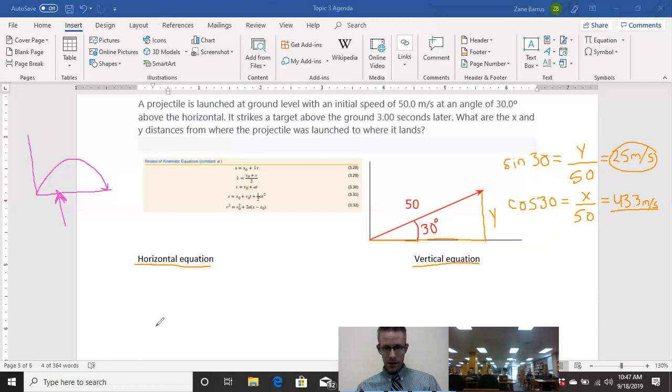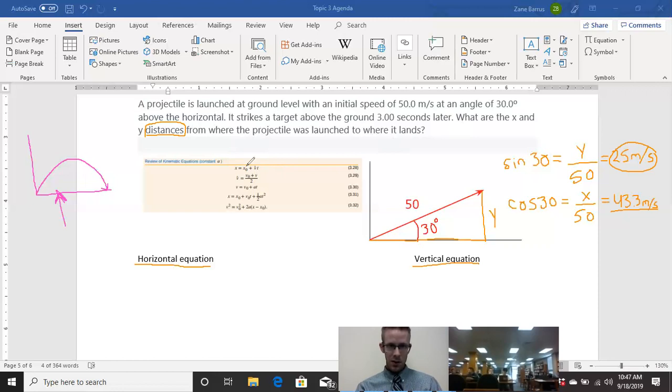Okay. So now comes the trickiest part, and this relates to the question that was asked about 10 minutes ago. How do we know which equation to use? Let's go through the list of equations in this box, and I know they're kind of small. I had to shrink them down to make it all fit into one space. But take a look at what the question's asking you. They're asking, what are the x and y distances from where the projectile was launched to where it lands? So that's your key word. They're looking for distance here.